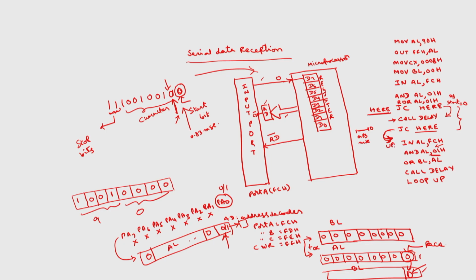So, again I will input the data that is received here into AL. In that, we are interested in only the last bit. So, we will AND with this last bit, and then we will OR with BL. But before this, we have to rotate BL by 01H, because the first bit received in BL I have to transfer here, so that I can store here the next bit that is received.